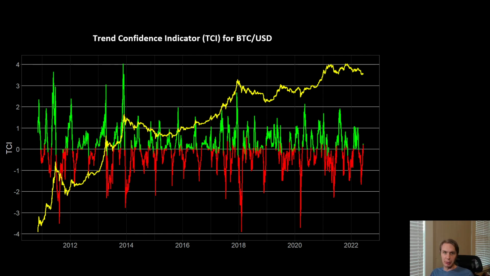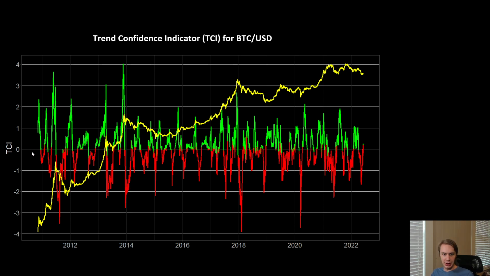So I want to start with the trend confidence indicator for Bitcoin. This is an indicator we look at a lot on this channel, and it's designed to tell us the confidence that we can have in a given trend. So if we're in an uptrend, can we be relatively confident of that uptrend continuing? Or if we're in a downtrend, can we be confident in that downtrend continuing?